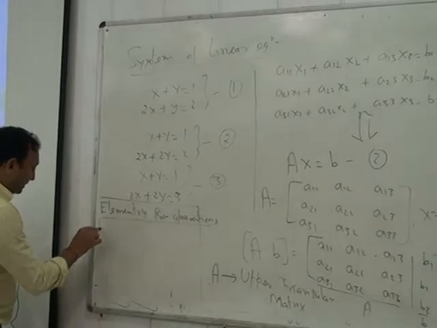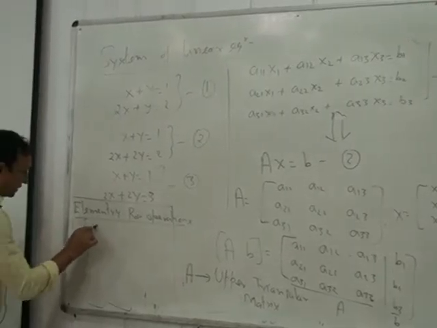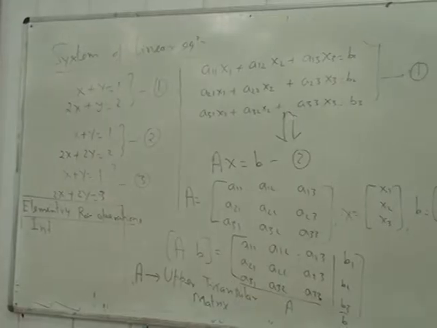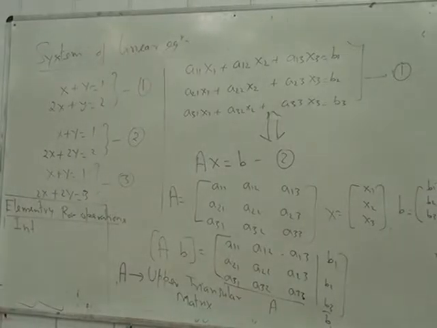Because what are elementary row operations? Number 1 is interchanging of any two rows. You can interchange any two rows whichever you want. Suppose you write this equation first and this second, it doesn't matter, correct? You get the same solution or not?